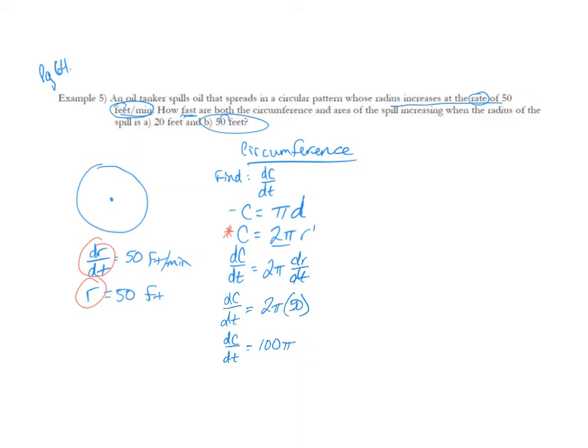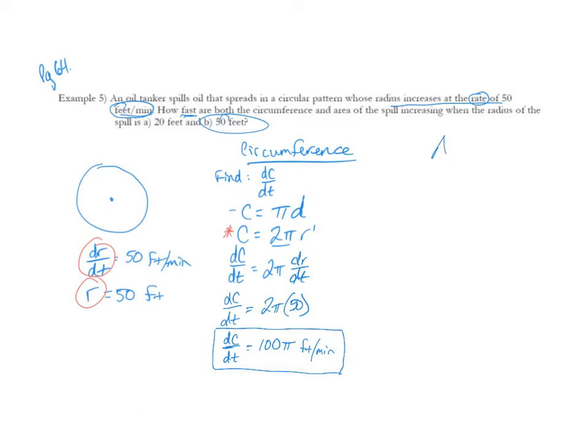But I do want some sort of units. Now, circumference is a distance around. So that means it would just be feet per minute. If I was talking about area, it would be feet squared. If I was talking about volume, it would be feet cubed. But since circumference is simply just a distance, we leave it as feet per minute.